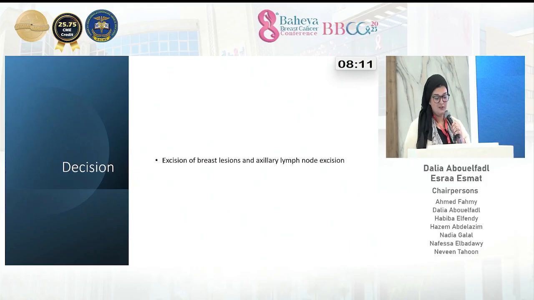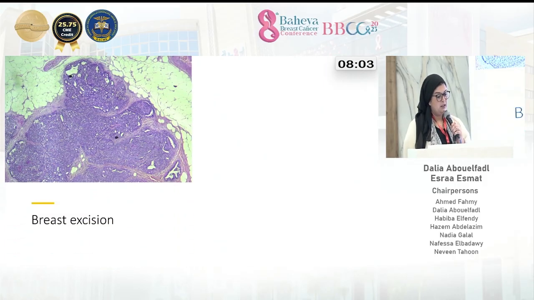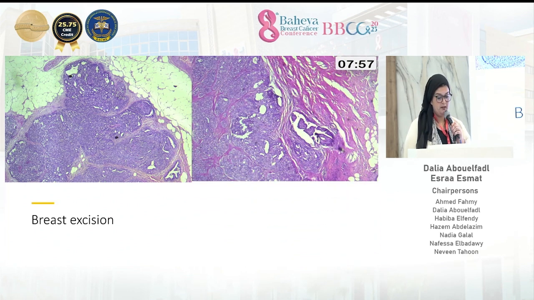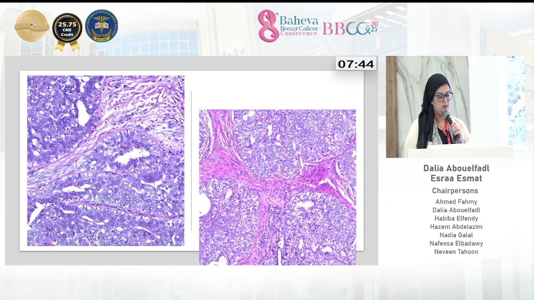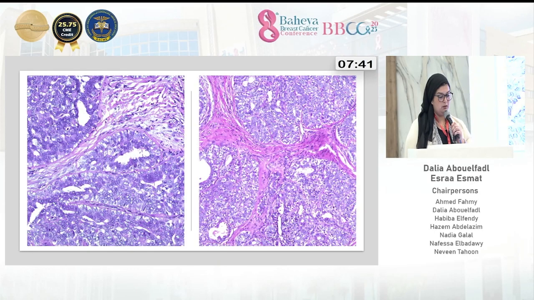So the MDT decision was excision of both breast lesions and axillary lymph node excision biopsy. These pictures show the breast lesion in the excision: an extremely proliferative lesion, with ducts filled with proliferating ductal cells with papillary architecture. The high power shows the streaming pattern. There is preservation of myoepithelial cells. There is a bit of atypia, but still we cannot call this malignant.